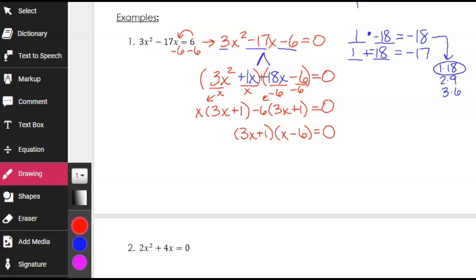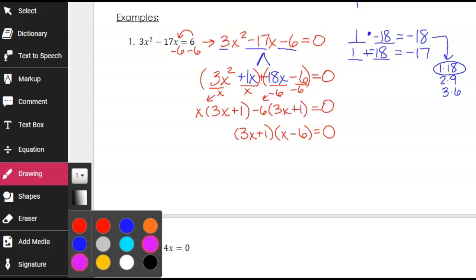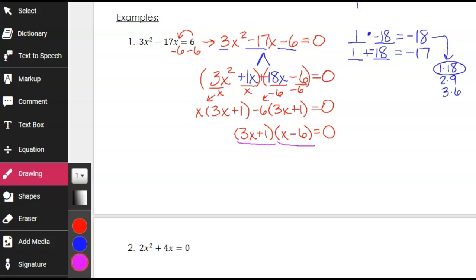Now, it's not in your notes, but there's something called the zero product property, which means that when you multiply two things together, like this factor and this factor, and you're getting an answer of 0, that means at least one of them's got to be 0. So that's why the next step is to set each factor equal to 0, because either 3x plus 1 is equal to 0, or it's possible x minus 6 is equal to 0. Both of those situations would make the product 0.